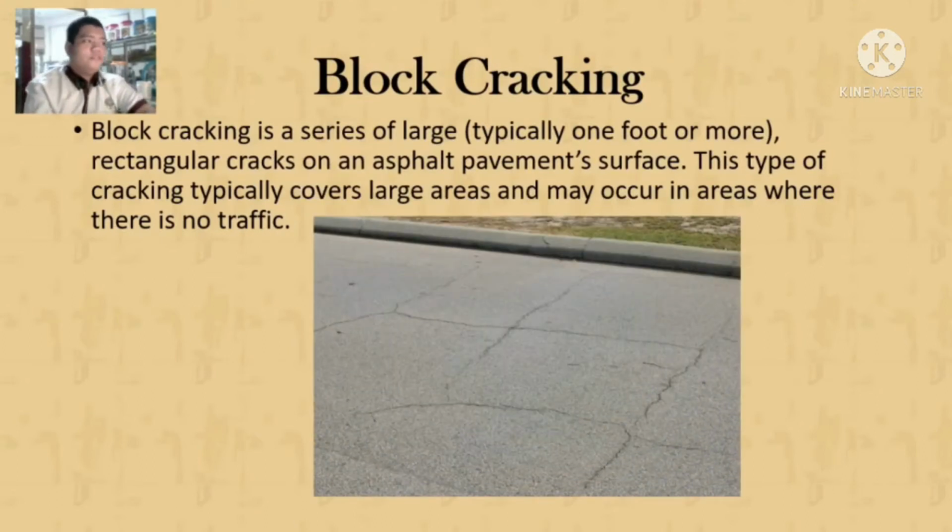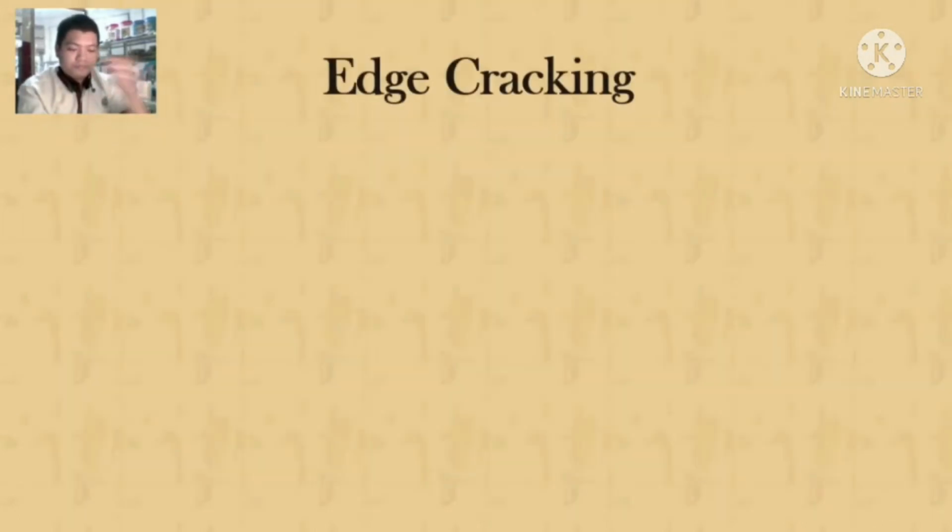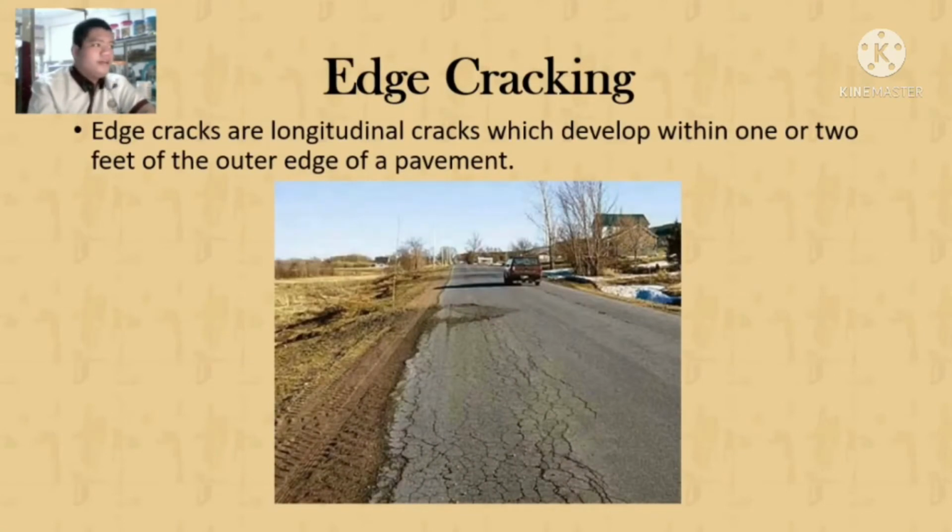Block cracking is a series of large, typically 1 foot or more, rectangular cracks on an asphalt pavement surface. This type of cracking typically covers a large area and may occur in areas where there is no traffic. Block cracking is typically caused by shrinkage of the asphalt pavement due to temperature cycles. Edge cracking. Edge cracks are longitudinal cracks which develop within 1 or 2 feet of the outer edge of a pavement. These cracks form because of a lack of support at the pavement edge.